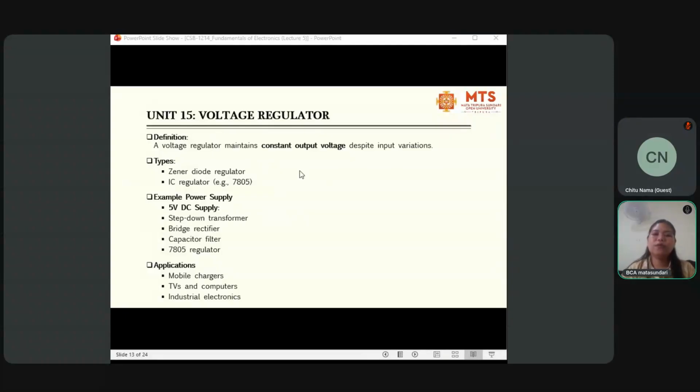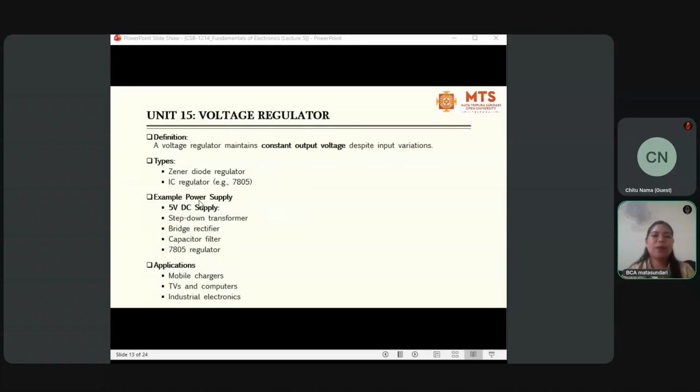So definition for voltage regulator is to maintain constant output voltage despite input variation. Just like I said earlier, if there is a fluctuation in electricity, this voltage regulator will reduce accordingly, or constant output voltage will be maintained. Type: Zener diode regulator, IC regulator. Example 7805 will be the IC regulator.